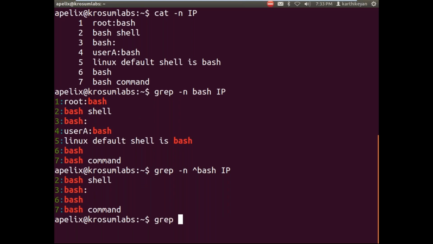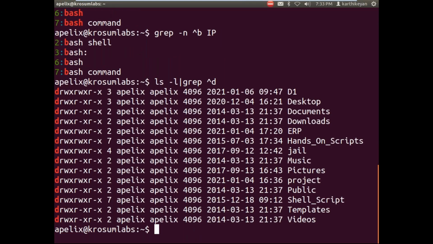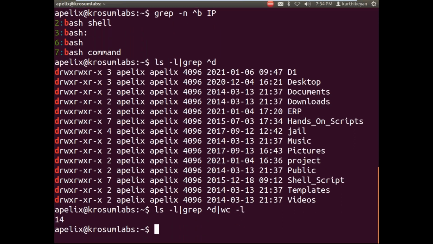Line starts with any single character, for example line starts with B, it will get matched. Take listing all the files: from the file listing, lines starting with the character type or the directory type. How many directory files are there? We can count with word count. The whole command's output will be a number.